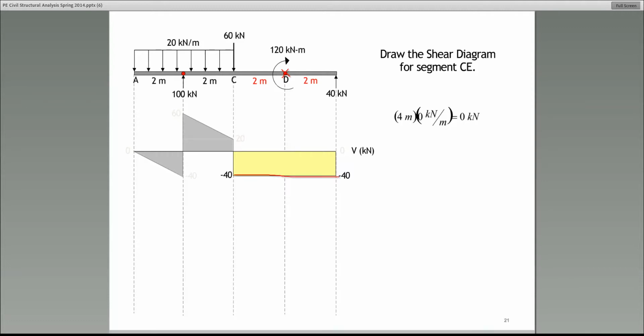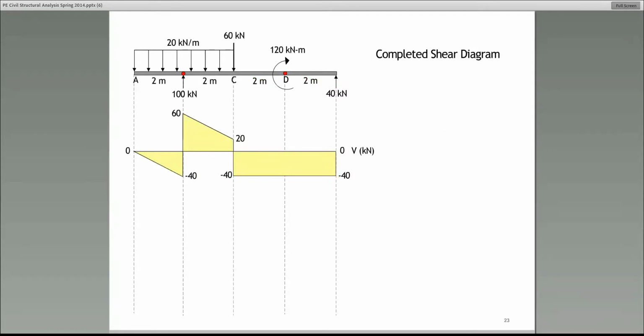And then, of course, at the point E, look at the original beam. It's a 40 kilonewton going up, so it brings you back from negative 40 to 0. And this is what we expect, and we expect the shear diagram to close. So it comes back to 0. All right? This is the shear diagram, the complete shear diagram.